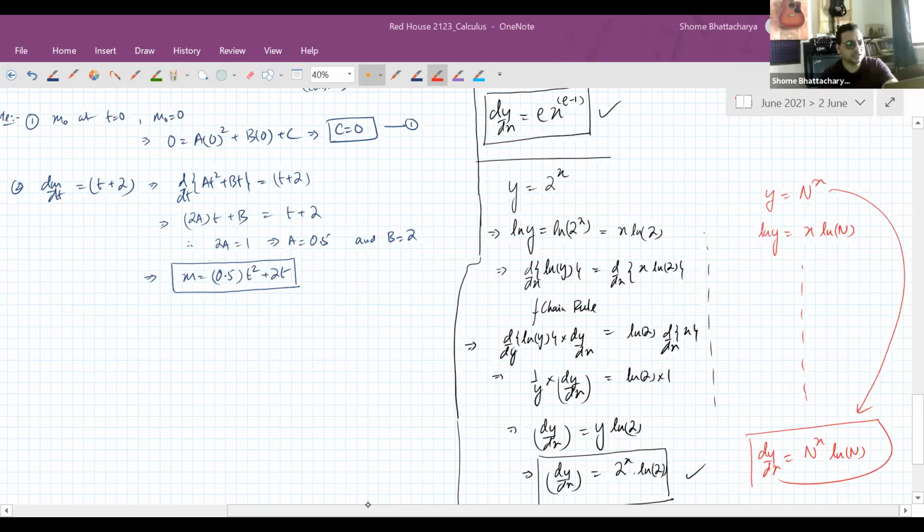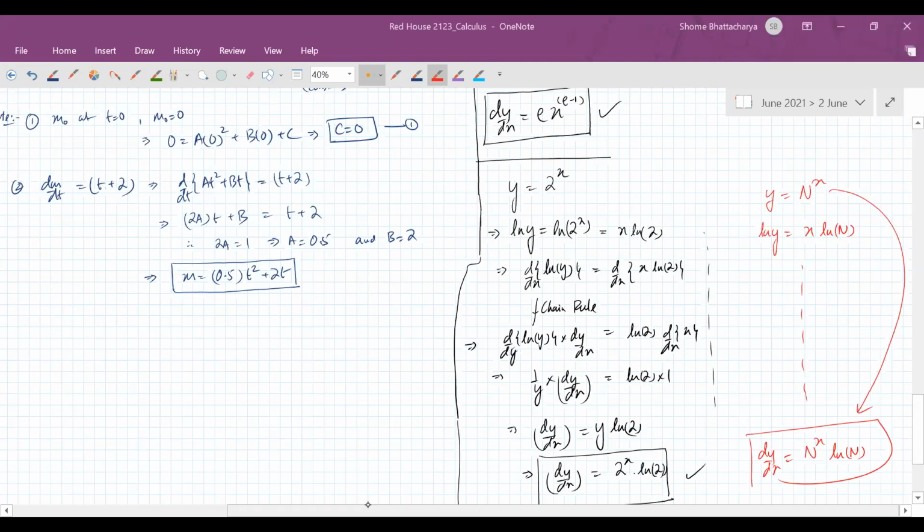Yes, Adinath, of course, ln e is equal to 1. That's true, because e is equal to e to the power 1, no? So if ln of some number x is equal to y, that means x is equal to e raised power y. So if you replace x with e, then obviously y is equal to 1, right? Yes, sir.